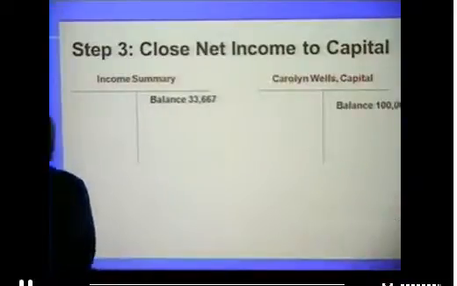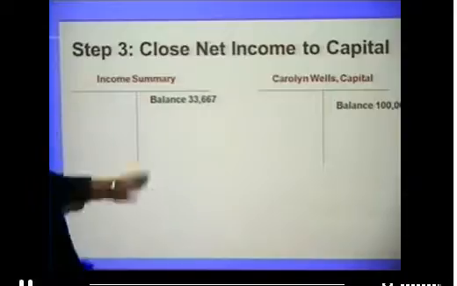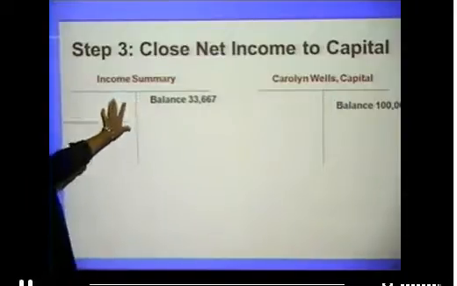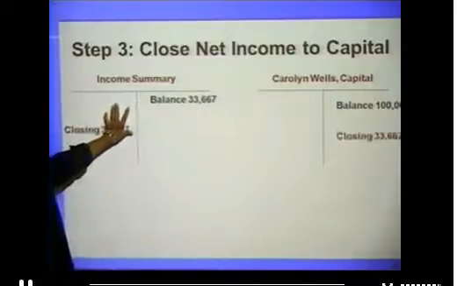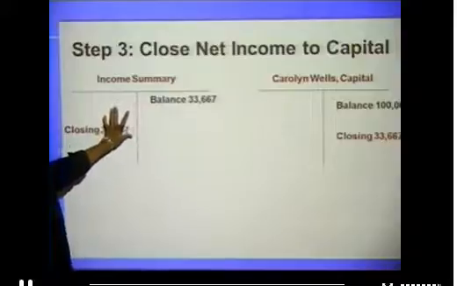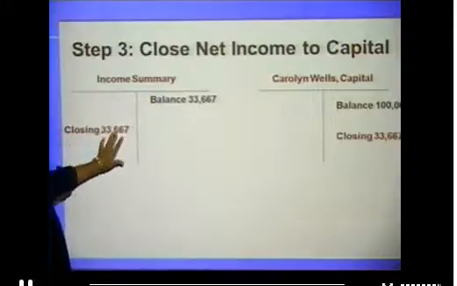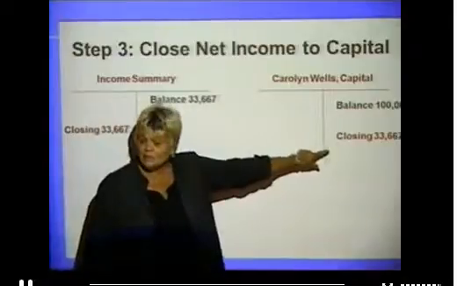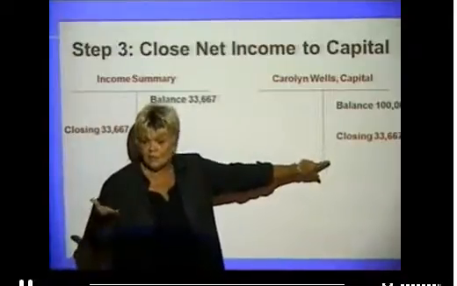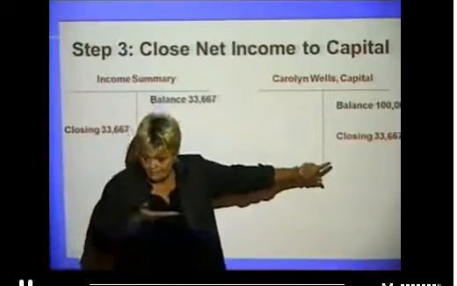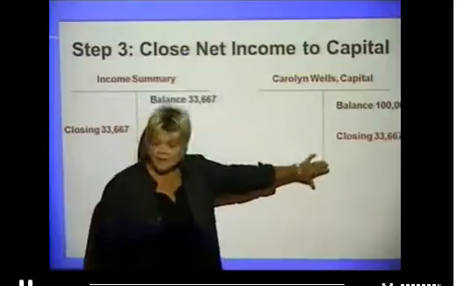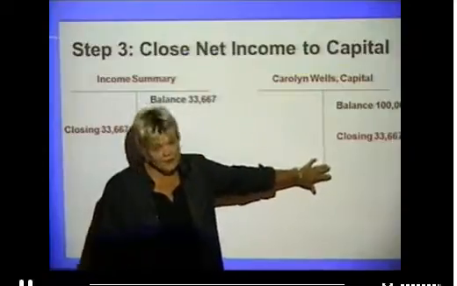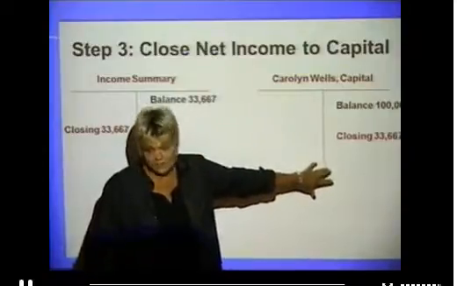Close net income to the capital account. Income summary. We've got a credit balance, so to close it, we have to debit it, right? Debit it, and credit the capital account, which means we had an increase in capital because it was net income. So whatever ends up in this account now should be what we got on our statement of owner's equity.